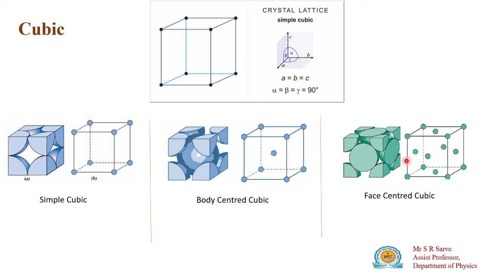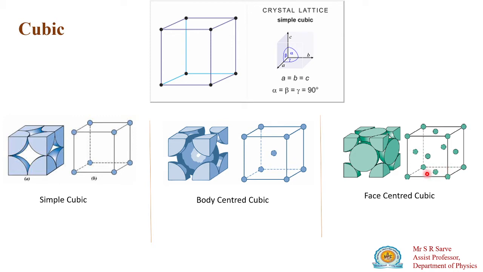Face centered means all atoms at the corners as well as, there are 6 faces, and at the center of each face there is also one lattice point. So how many faces are there? Six faces. So there is a lattice point at the center of each face. For this face, at this point there is a lattice point.